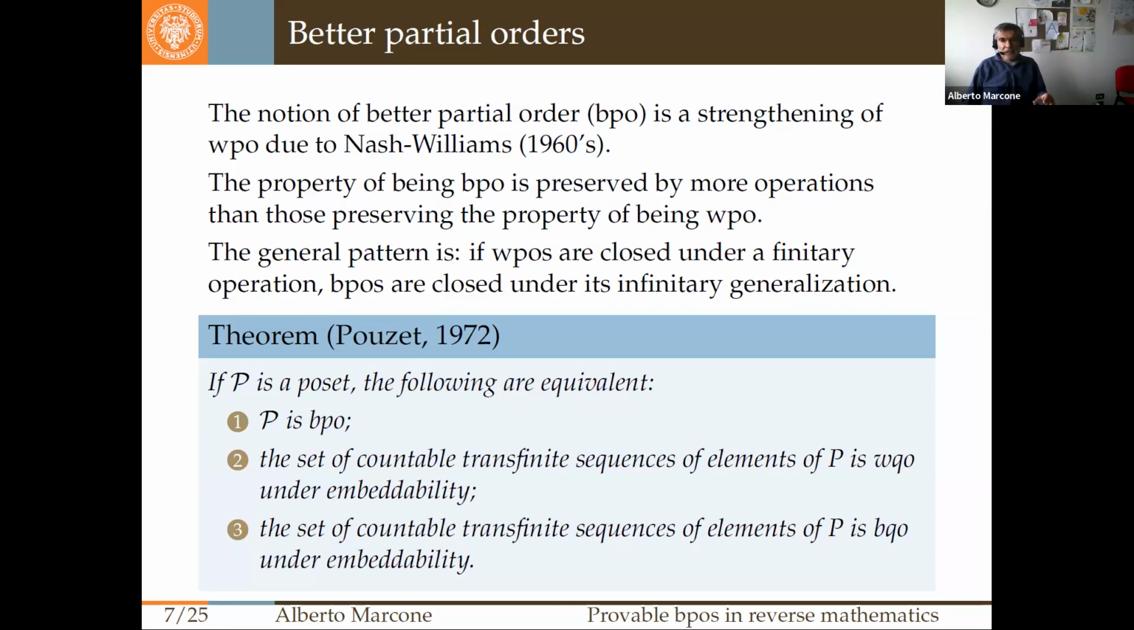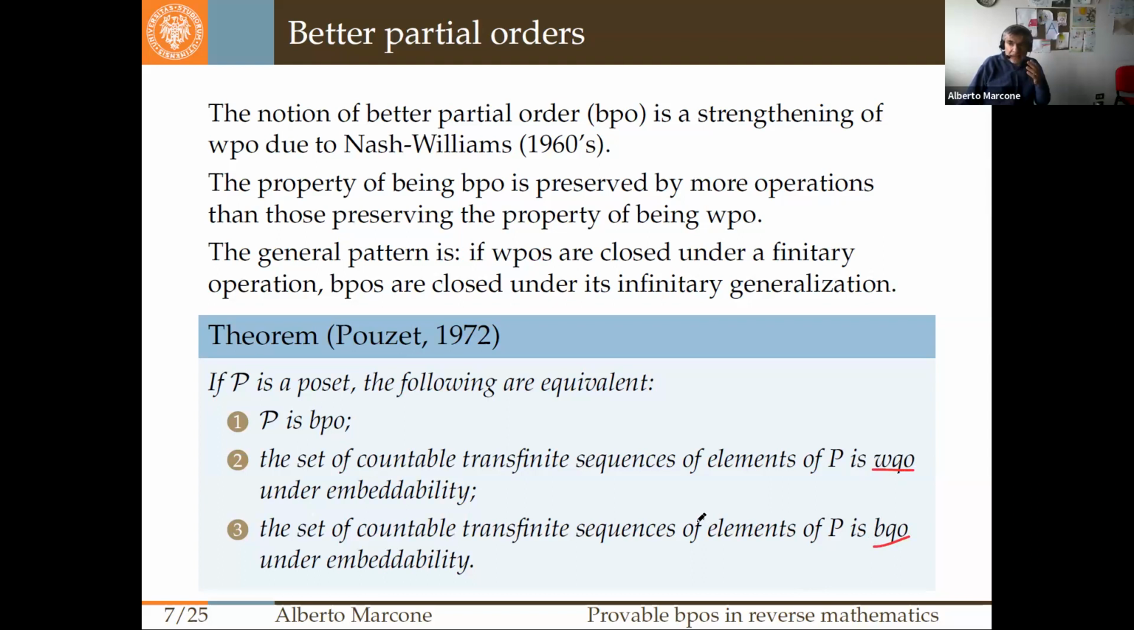The second condition is that you look at countable transfinite sequences of elements of P under the embeddability notion. We were already discussing finite sequences of elements of P, and the embeddability notion is essentially the same, but here you admit infinite and in fact countably transfinite sequences, and this is a WQO. Again, I have to write quasi-order because there might be embeddable sequences which are not the same. And the third condition is essentially the same as the second one, except that I'm talking about better partial orders here rather than a well quasi-order here.